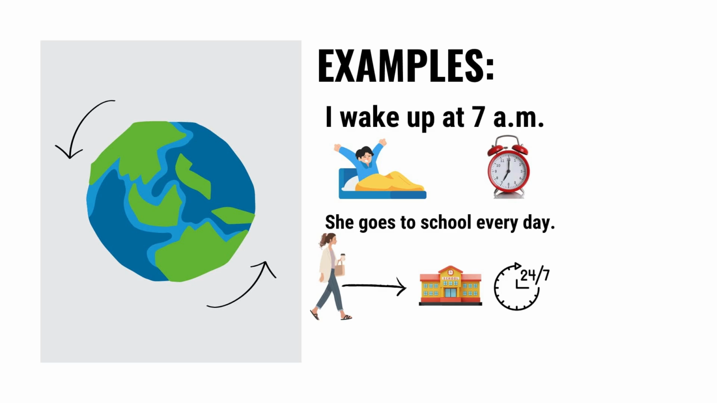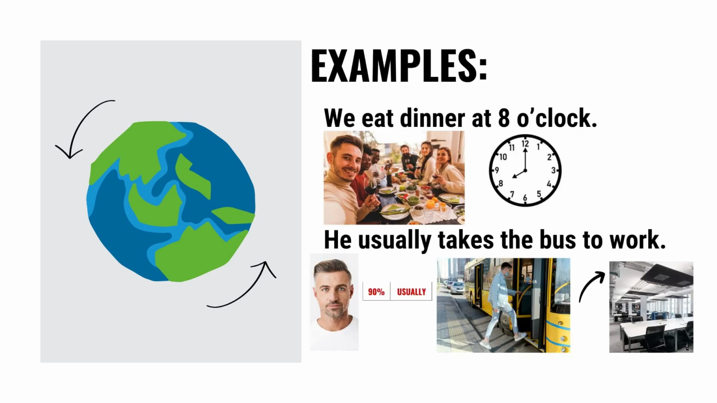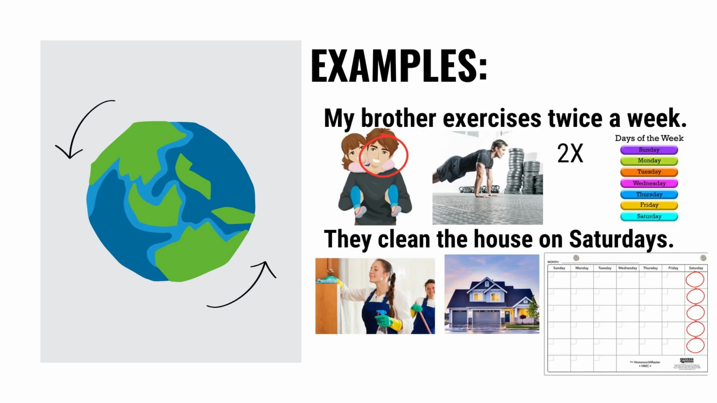Examples. I wake up at 7 a.m. She goes to school every day. We eat dinner at 8 o'clock. He usually takes the bus to work. My brother exercises twice a week. They clean the house on Saturdays.